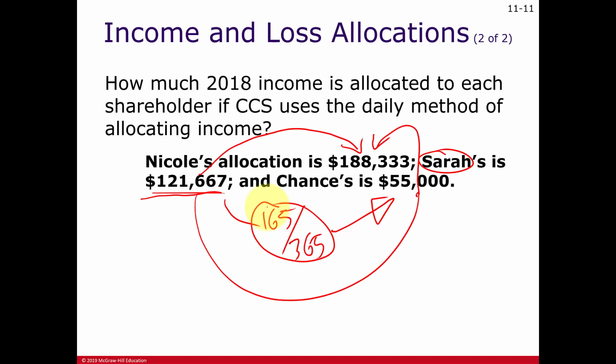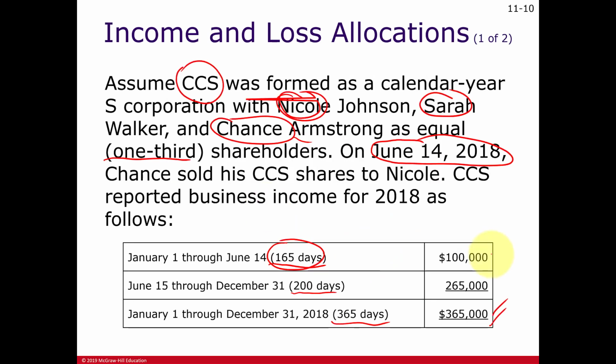Another way of calculating the allocation of income and loss among the shareholders is if all three shareholders agree to use this amount for the first part of the year, the 165 days, and divide it equally among the three shareholders. And then for the rest of the income, again, you've got to close your books at the end of this June 14th and open them up again on June 15th to figure out these two amounts here.